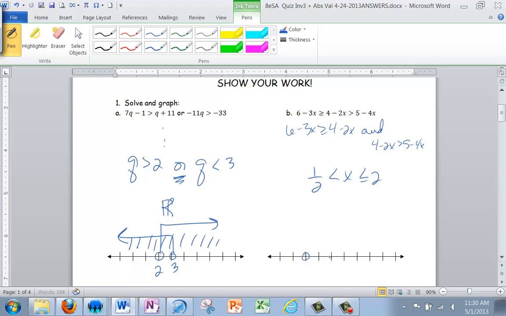Here is 0. Whoops, I don't mean to do that. Let me try that again. So if this is 0, and this is 1, and this is 2, you want everything between 1/2, so greater than 1/2, and less than and including 2. And that would be in here, because that's an and, not an or, and that's why you need that shading.